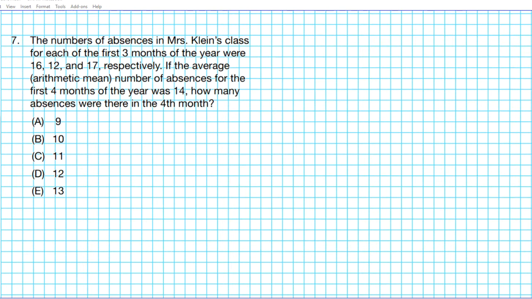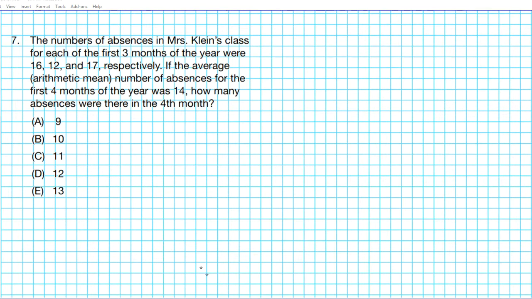Alright, let's take a look at question 7. It reads, the number of absences in Mrs. Klein's class for each of the first 3 months of the year is 16, 12, and 17 respectively. If the average or arithmetic mean number of absences for the first 4 months of the year is 14, how many absences were there in the 4th month?